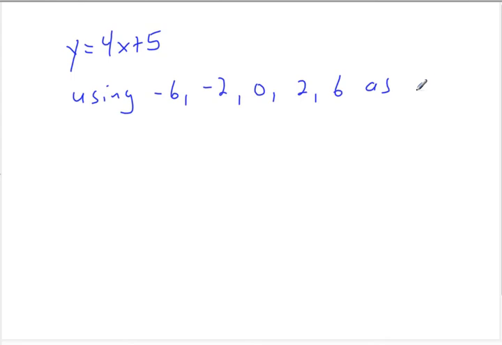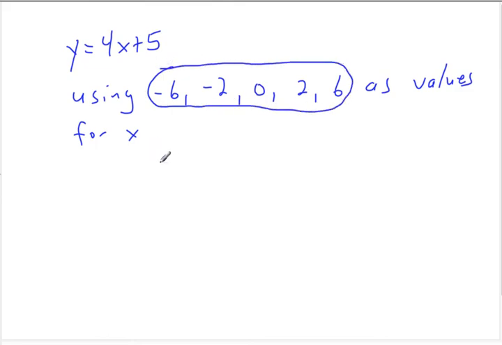So using all that knowledge, oftentimes we're just given equations and we need to figure out solutions. Okay. So for instance, I might say, well, here's an equation, y equals 4x plus 5. Using -6, -2, 0, 2, and 6 as values for x. So we're going to use all these values separately. Find y, or solve for y.